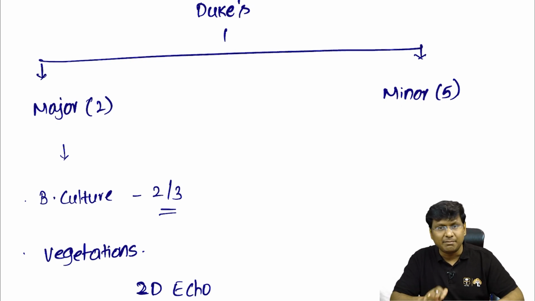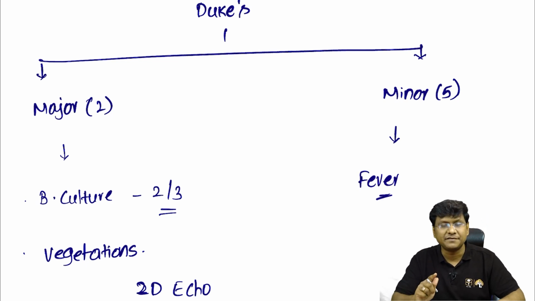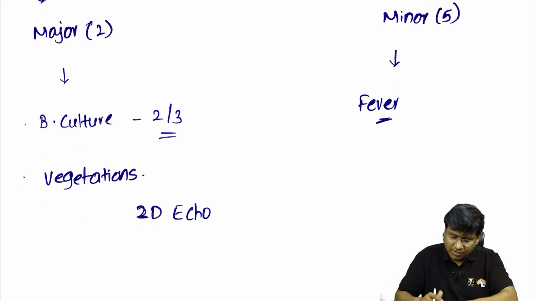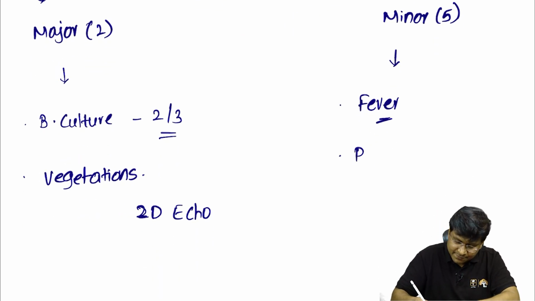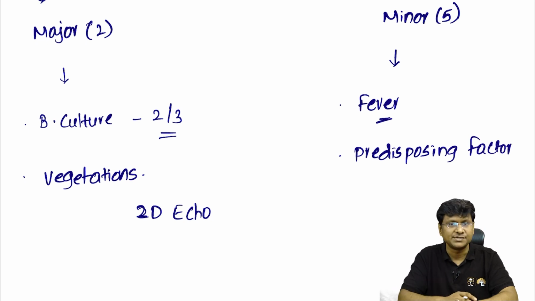Whereas you take the minor criteria in these individuals. Number 1, the presence of the fever. The presence of the fever is one of the minor criteria, right? And the next important minor criterion is the important examination findings. And one more, there should be presence of the predisposing factor for the development of infective endocarditis, right?